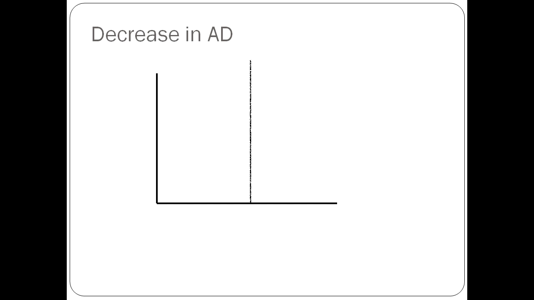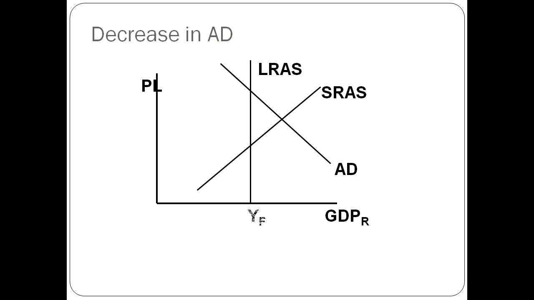Now, let me show you an example of a decrease in aggregate demand. So here, we have an AD-AS graph with an inflationary gap. Output is greater than full employment output. Aggregate demand and short-run aggregate supply are intersecting beyond the long-run aggregate supply curve. So in this case, you have inflation.